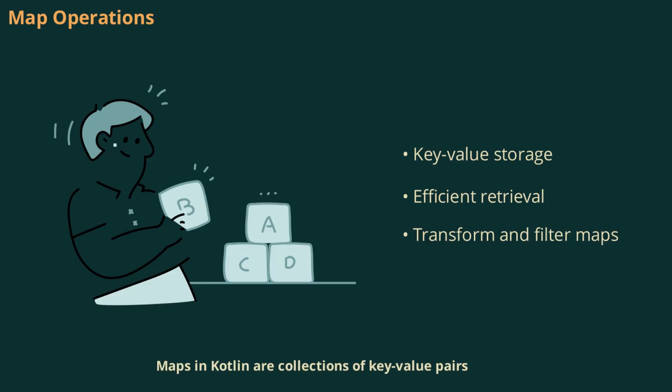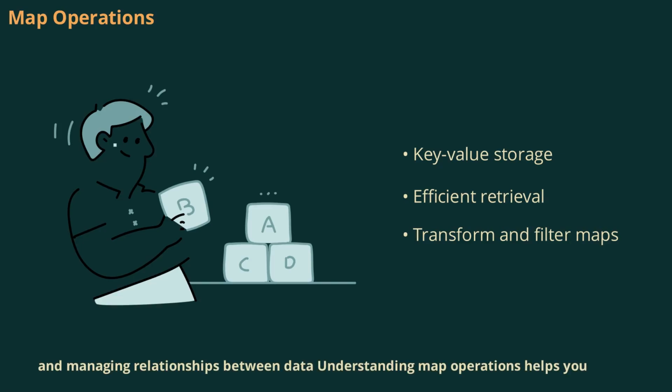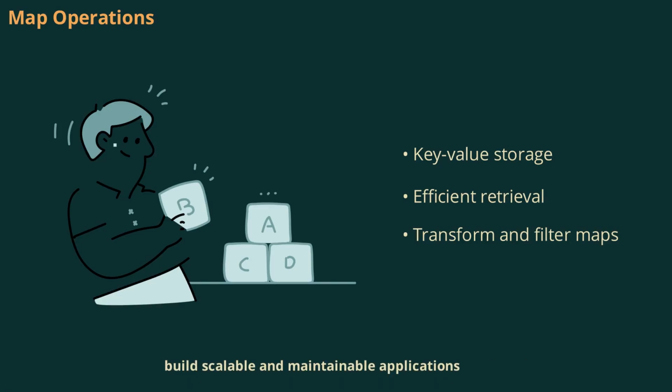Maps in Kotlin are collections of key-value pairs, offering efficient ways to store and retrieve data. You can perform operations like adding, removing, filtering, and transforming entries. Maps are widely used for configuration, caching, and managing relationships between data. Understanding map operations helps you build scalable and maintainable applications.